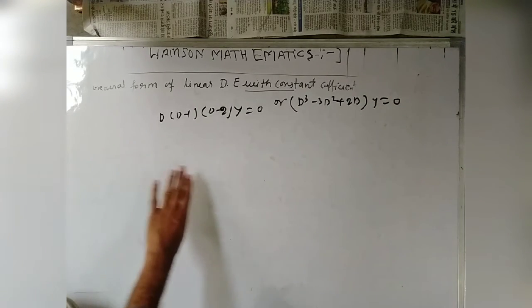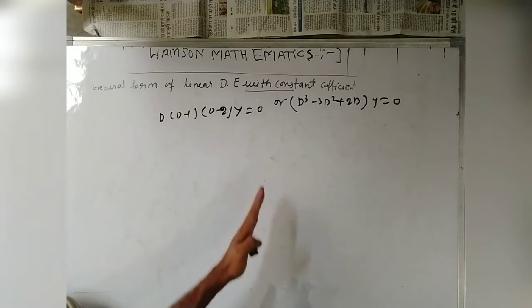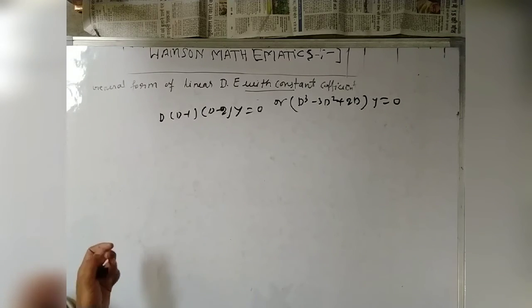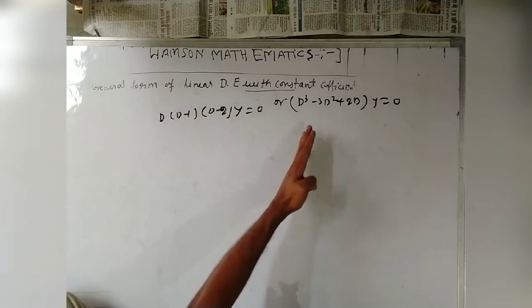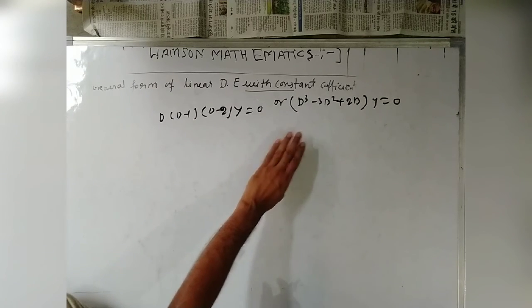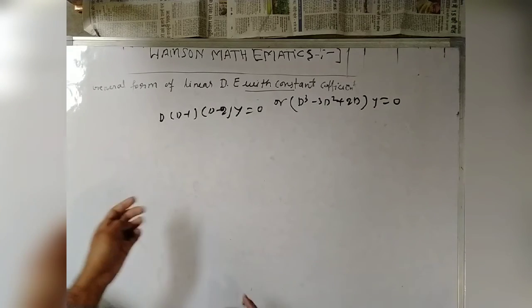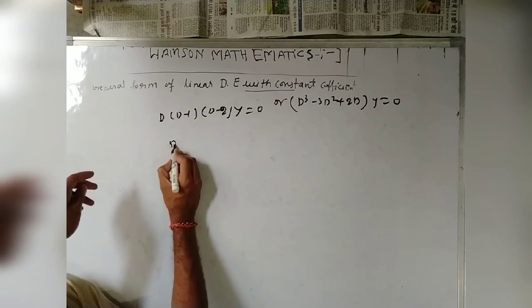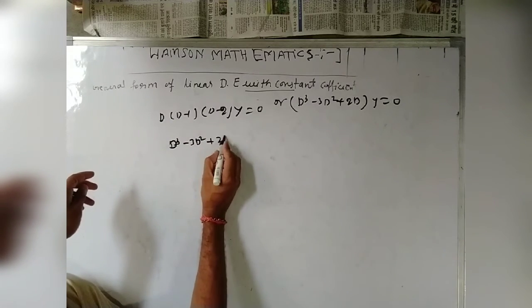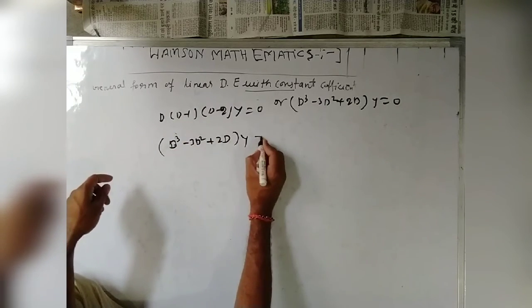These two equations are the same, and the only difference is the way of writing. Here it is given factorized, here it is not factorized. So if we solve it directly, it is very easy and this is also easy, but let me write here D cube minus 3D square plus 2D into y is equal to 0.